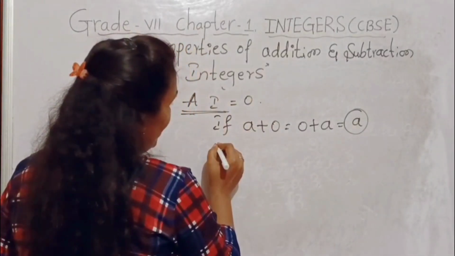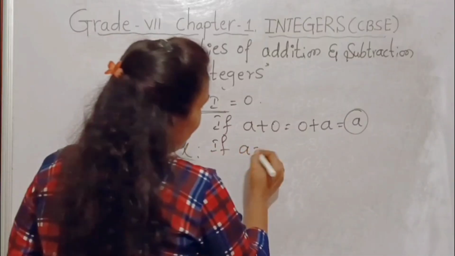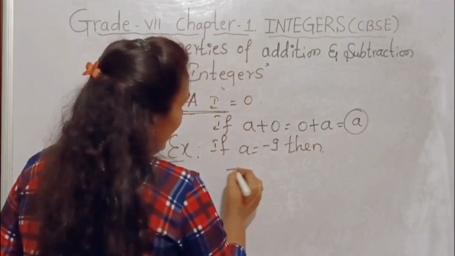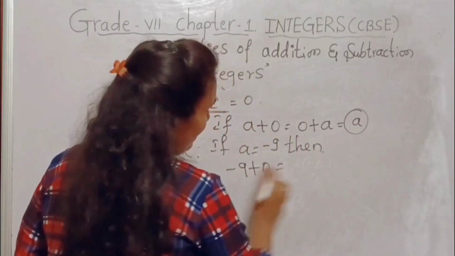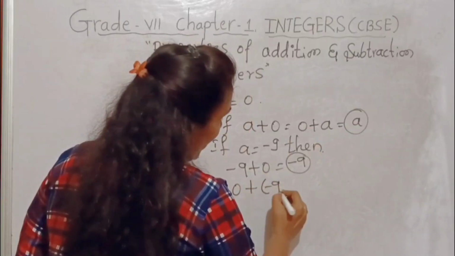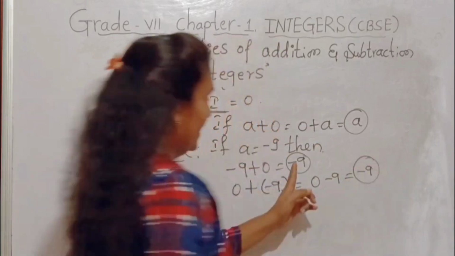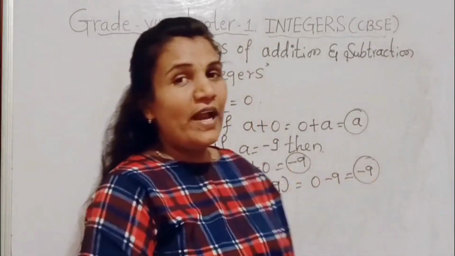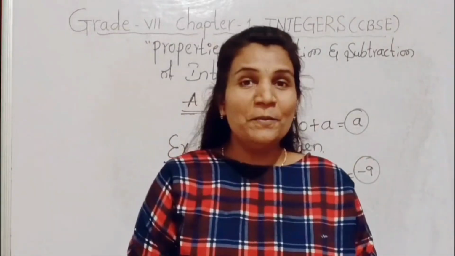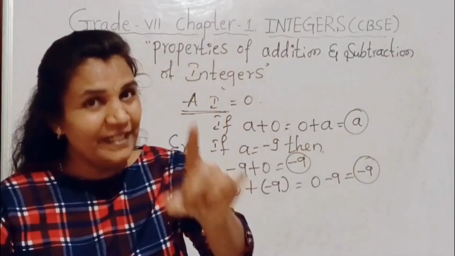Now for an example, I am taking A is equal to minus 9. Then we'll check this. Minus 9 plus 0, which means minus 9 itself. Okay, the integer has come. Now 0 plus minus 9, that is equal to 0 minus 9, which implies minus 9 itself. See the integer. It means 0 added to any integer, or any integer added to 0, gives the integer itself. Clear? The answer will come as the integer.